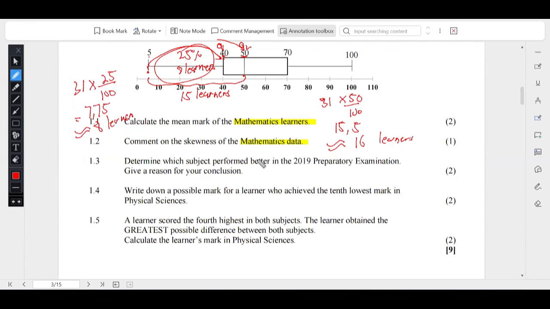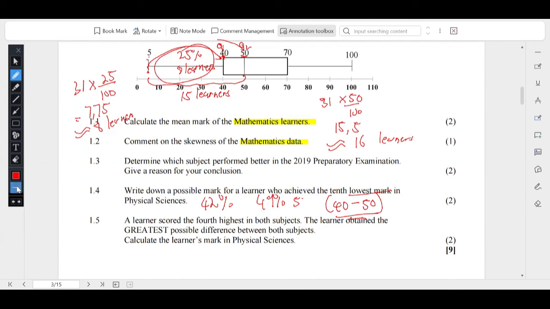So if we want to find the 10th lowest mark, now you understand it has to be between Q1 and Q2, because the 8 learners here are between the minimum and Q1. So even if I were to come here and write 42%, I would still be correct. Even if I write 49%, I would still be correct. Even 50%, maybe. But anything between 40 and 50.